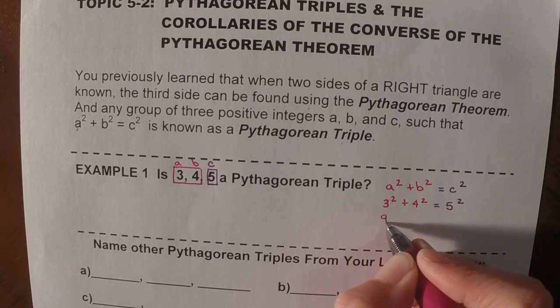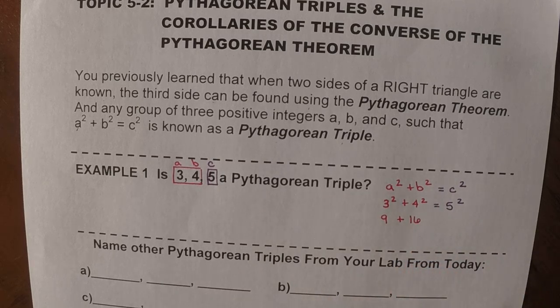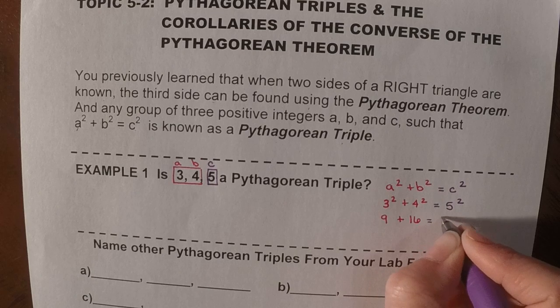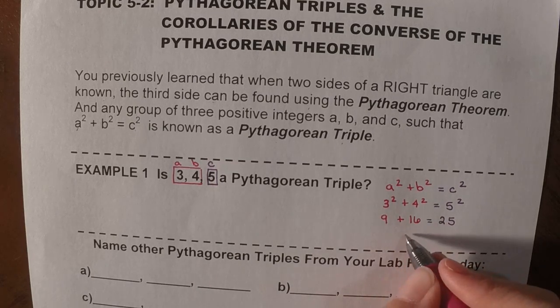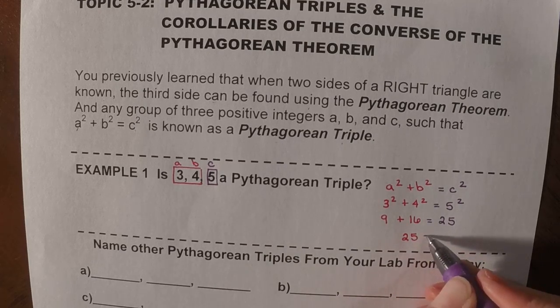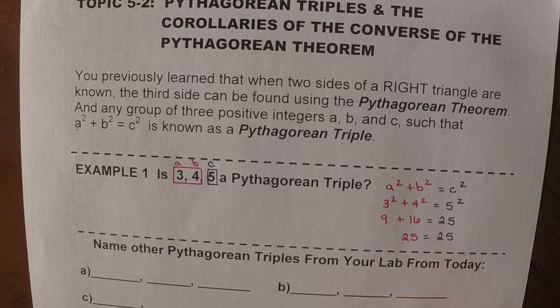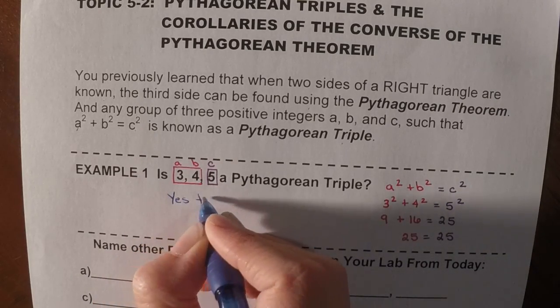3 squared is 9, 4 squared is 16, 5 squared is 25. So if I add 9 plus 16, I do get 25. So 25 does equal 25. Therefore, we would say, yes, this is a Pythagorean triple.